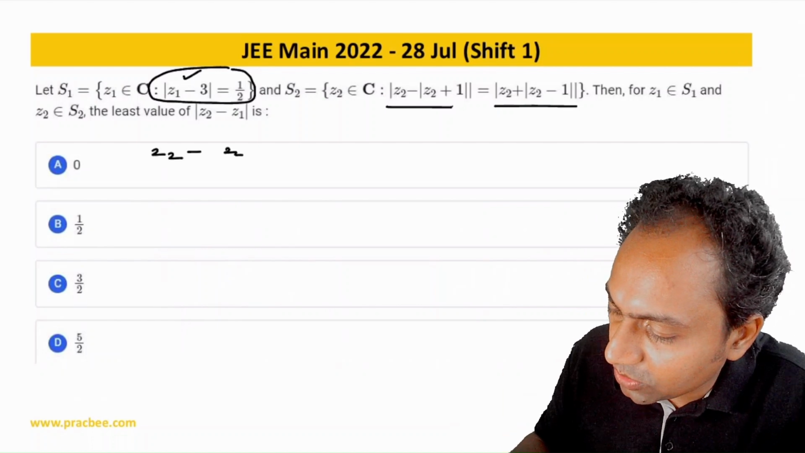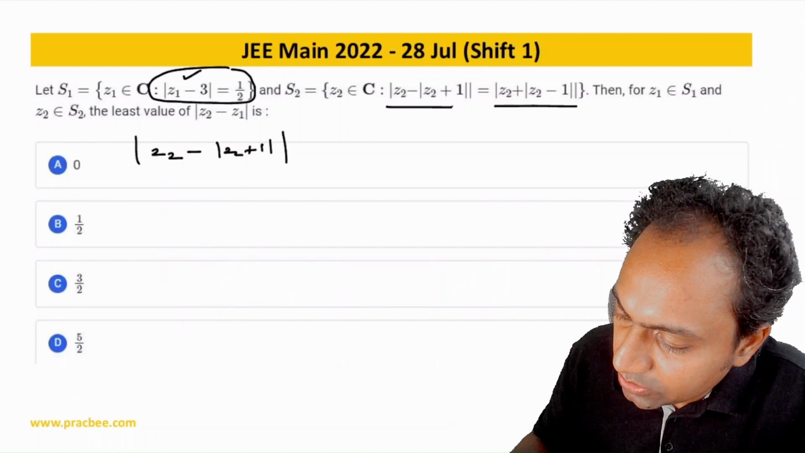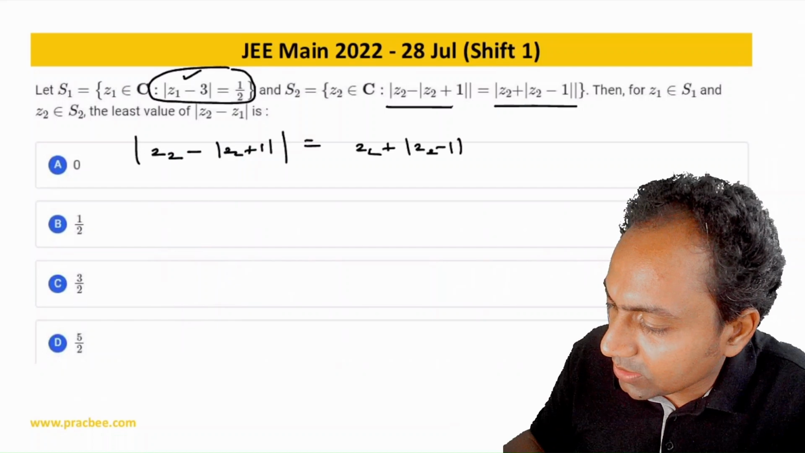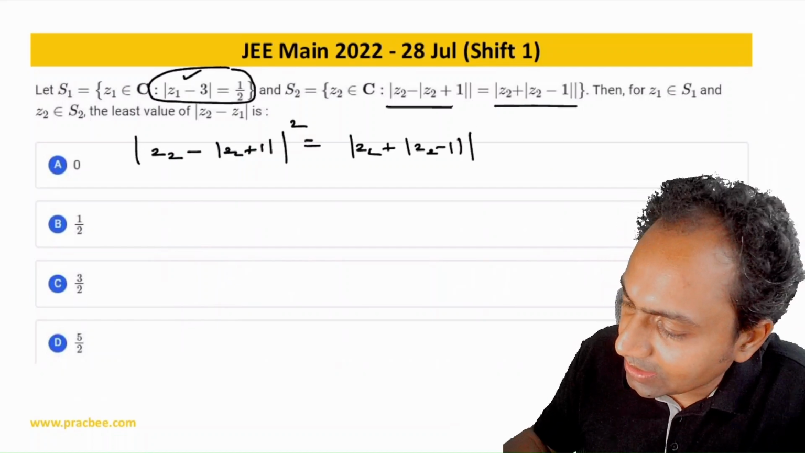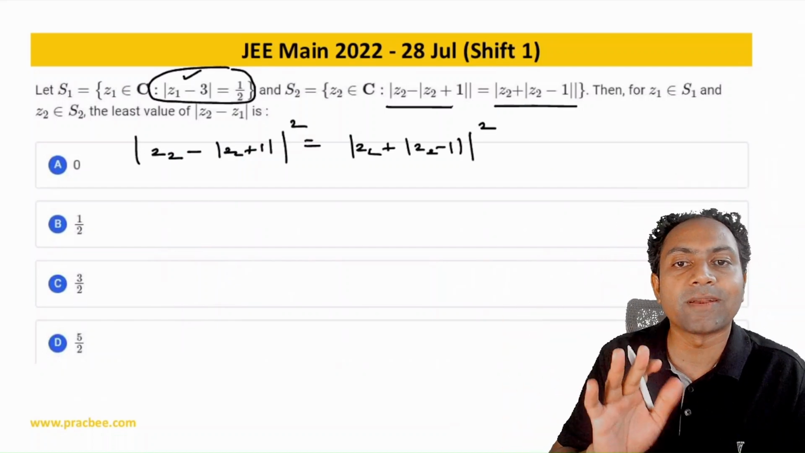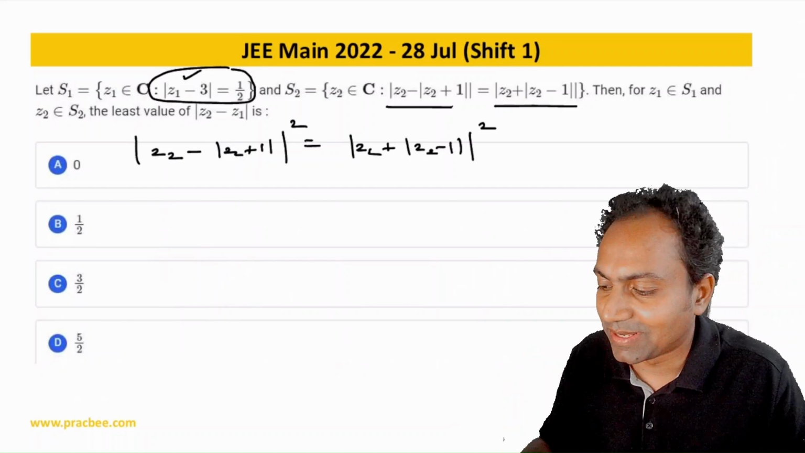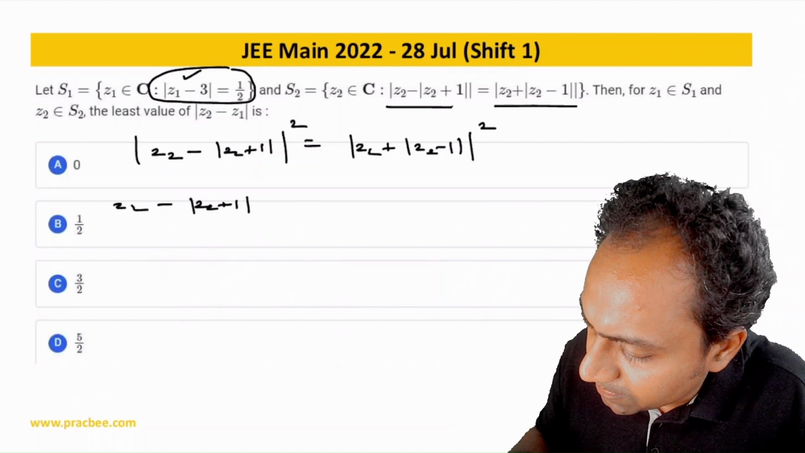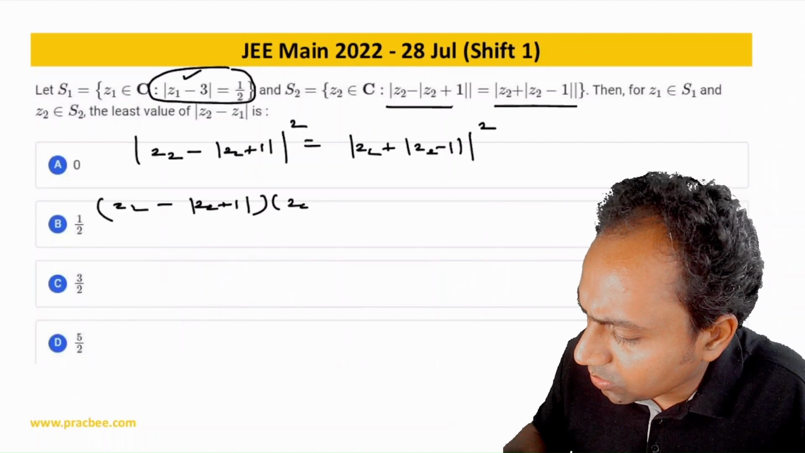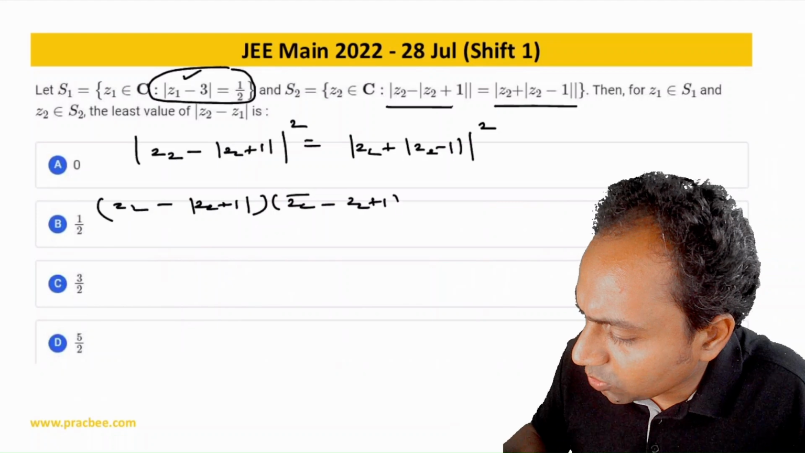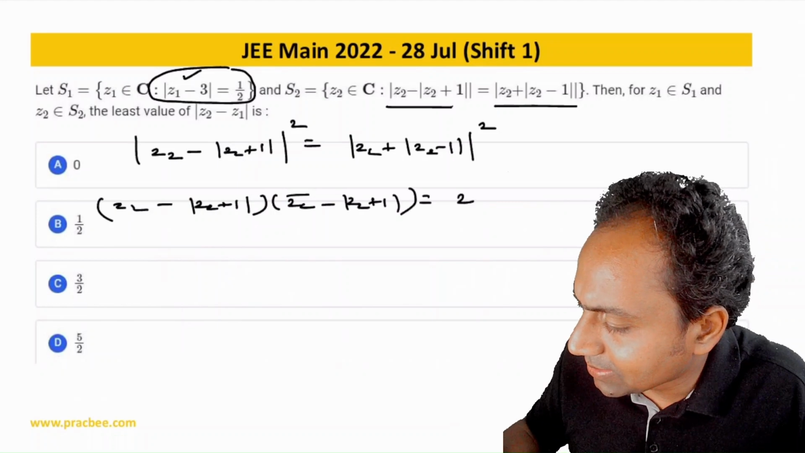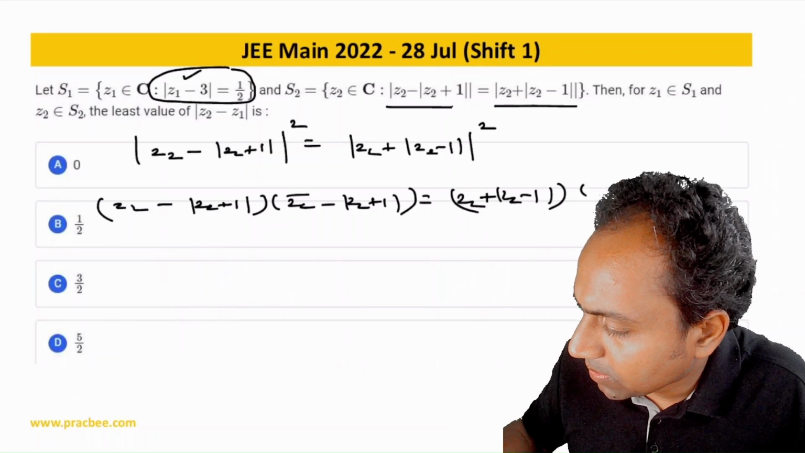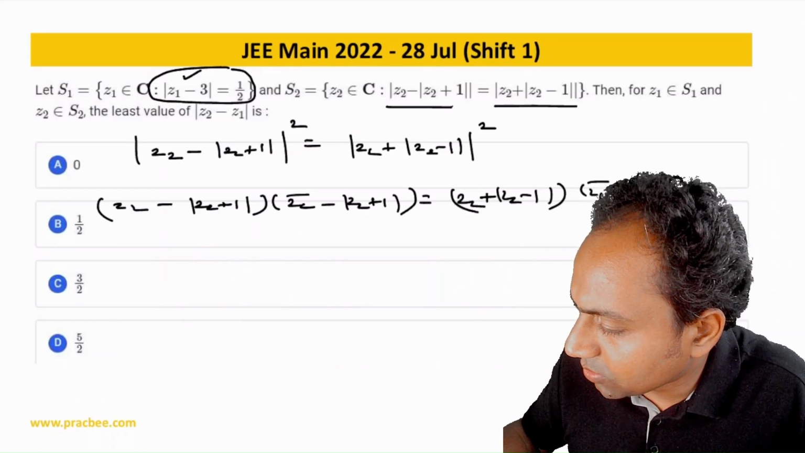So in such kind of question, your technique should be centered around removing the modulus sign. If I want to remove the modulus sign, I will square it and use the property that mod of z square is equal to z z bar. So if I do that, this is mod of z0 minus z2 plus 1 times z2 bar minus z2 plus 1, and on the right hand side I get mod of z2 plus z2 minus 1 times z2 bar minus z2 minus 1.